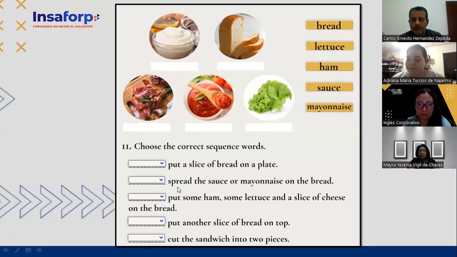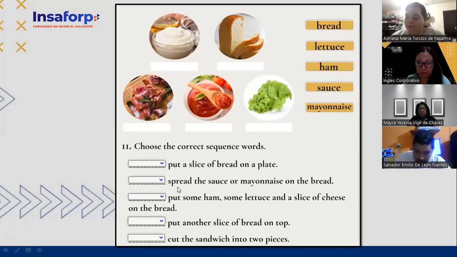First, put a slice of bread on a plate. Next, spread the sauce or mayonnaise on the bread. Then, put some ham and some lettuce and a slice of cheese on the bread. Later, put another slice of bread on top. Last, cut the sandwich into pieces.